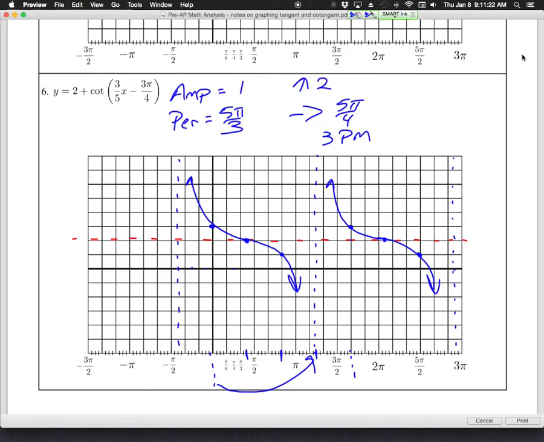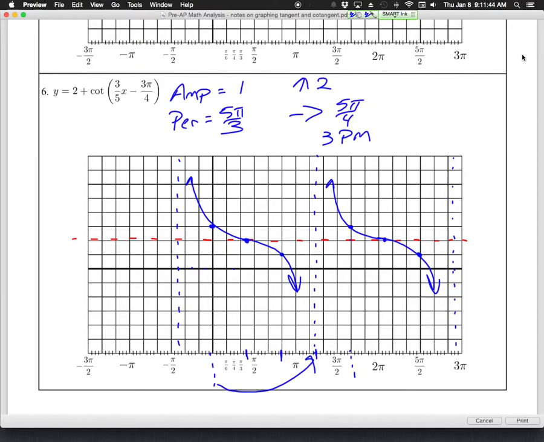Okay, most important thing about graphing tangent and cotangent: get the asymptotes in the right spot. If you get the asymptotes there, then everything else falls into place pretty easy. How do I find the asymptotes of tangent? Between the period. Half the period to the right and half the period to the left. Those are where it's at.